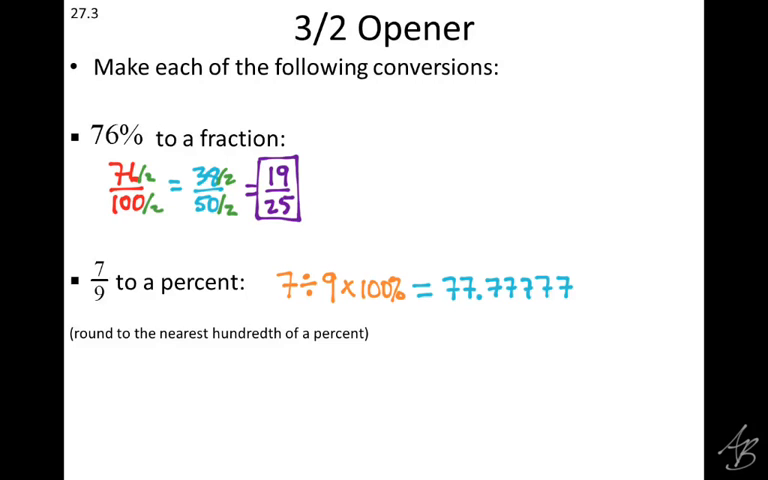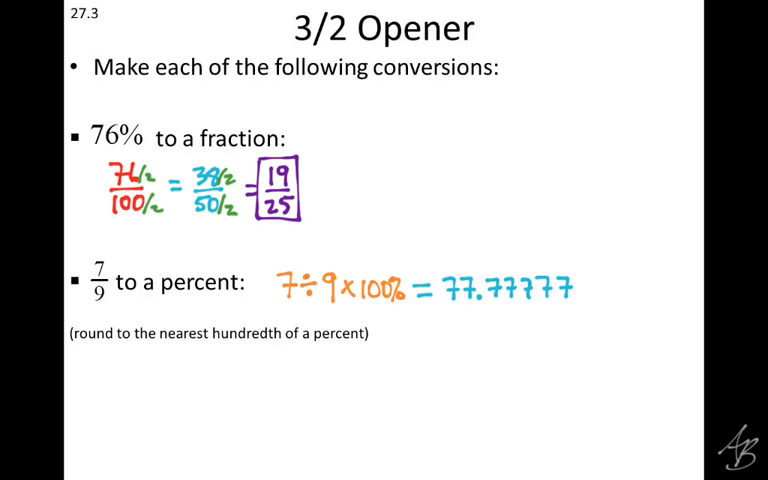Okay, so this is our percentage, but we want to round to the nearest hundredth of a percent. And actually, I think you could probably guess here, these 7s would keep going if we had more space on the calculator, right? So those 7s are going to go on forever. So we're going to have to cut it off at some point because we can't write 7s forever.